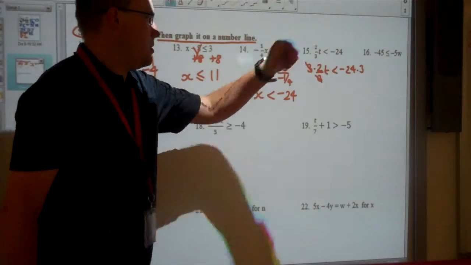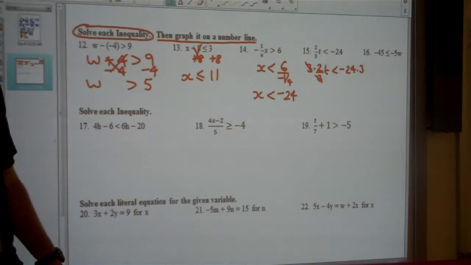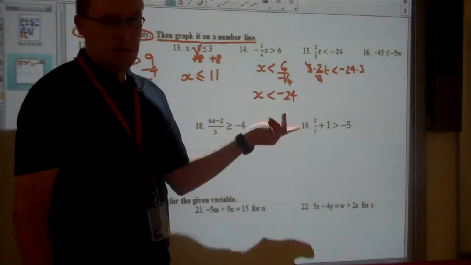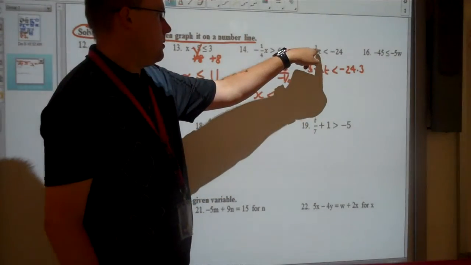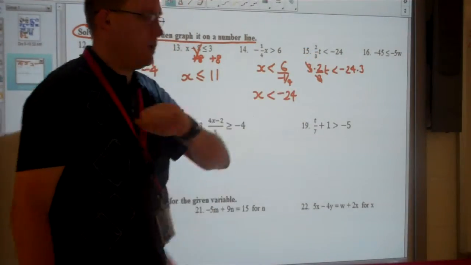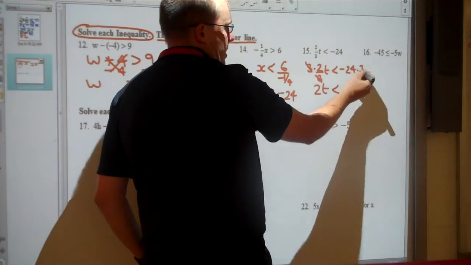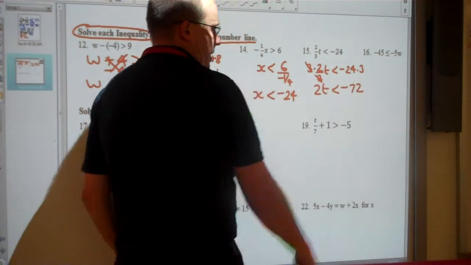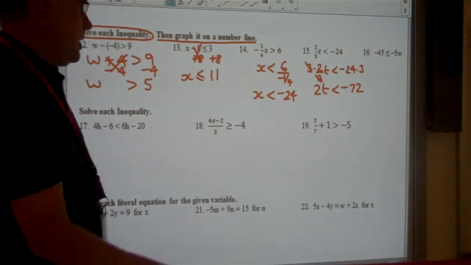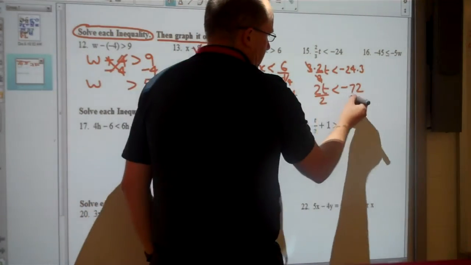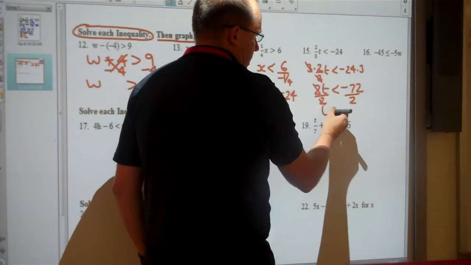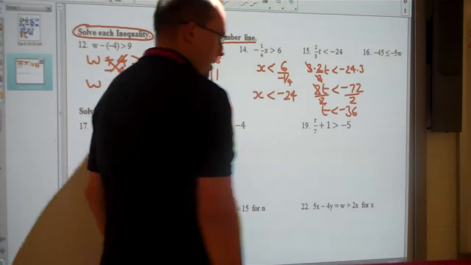Now, for 15, you can divide both sides by 2/3 if you have a calculator. If not, you can do it in 2 steps, which is what I'm going to do here. So instead of dividing by 3, I'm going to times both sides by 3. This cancels, and then it leaves me 2t is less than, if I work this out, I get -72. Now, if I want just t by itself, I'm going to divide both sides by 2. So t is less than -36.